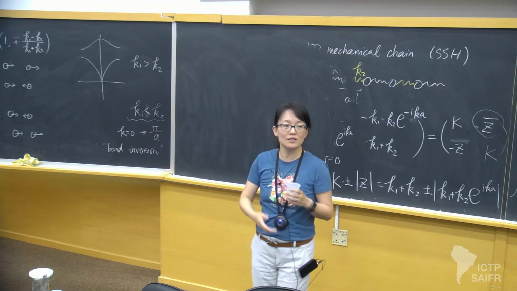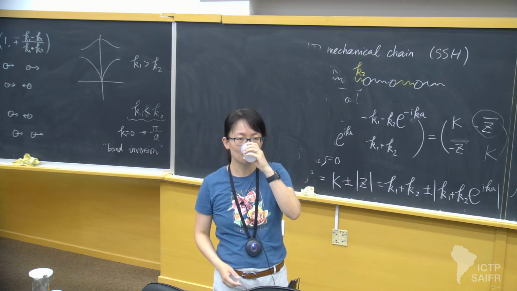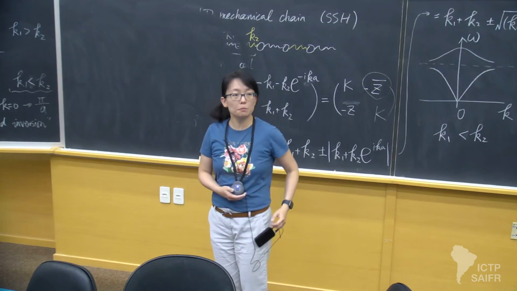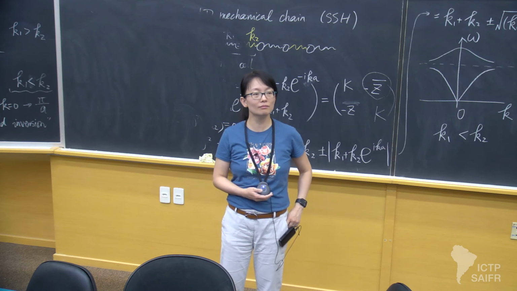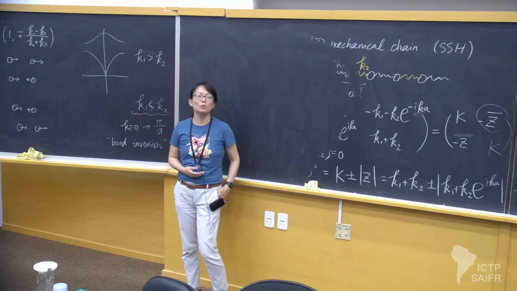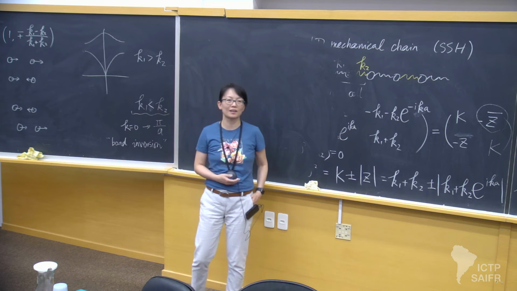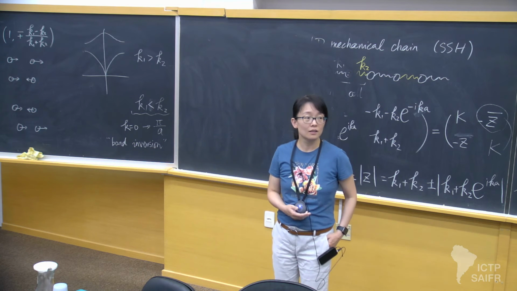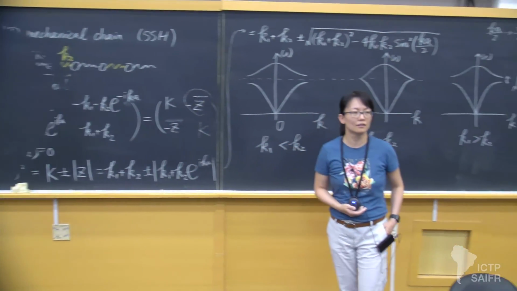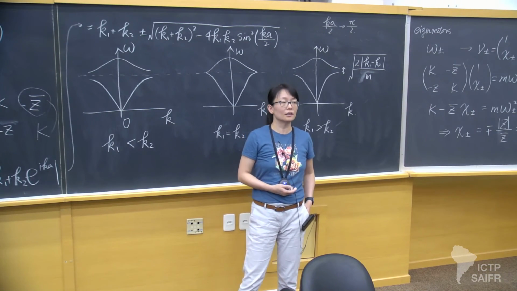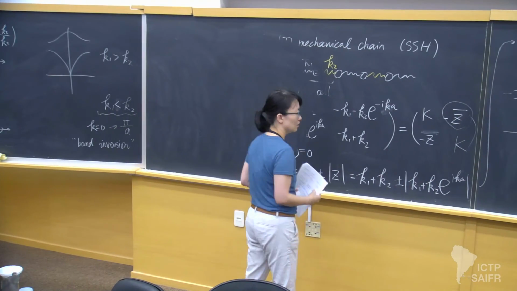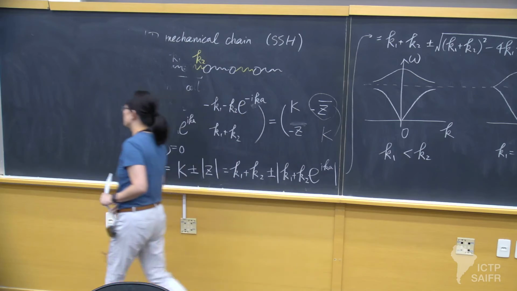Any more questions? You mean at which point it happened? It's somewhere in the middle, depending on the relative values. At which point depends on the ratio between K1 and K2? Yeah, it's going to become clear. So here, where is the chalk?